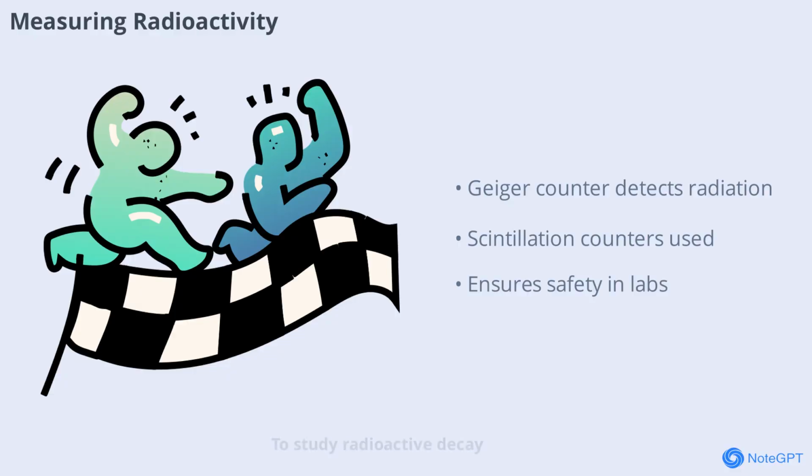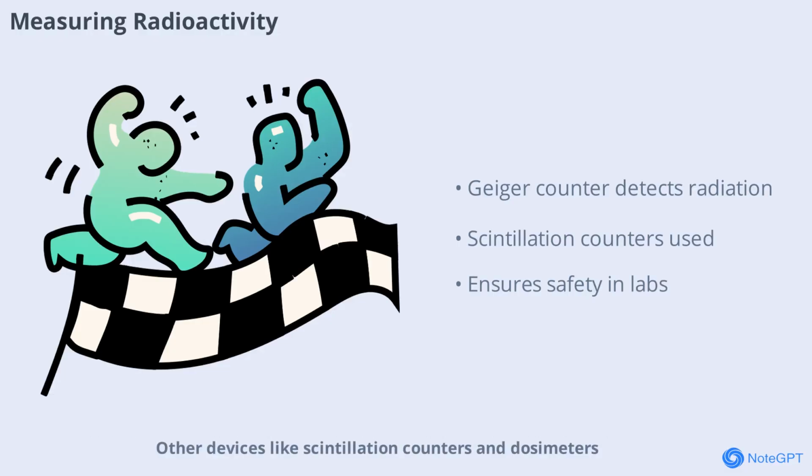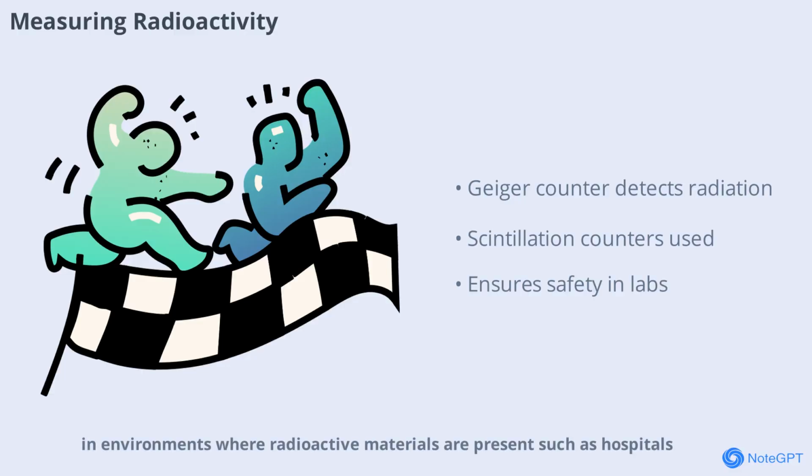To study radioactive decay, scientists use special instruments to measure radioactivity. The most common tool is the Geiger counter, which detects radiation by counting the particles emitted by decaying atoms. Other devices, like scintillation counters and dosimeters, help measure different types of radiation and their intensity. Accurate measurement is essential for ensuring safety in environments where radioactive materials are present, such as hospitals, research labs, and nuclear power plants.